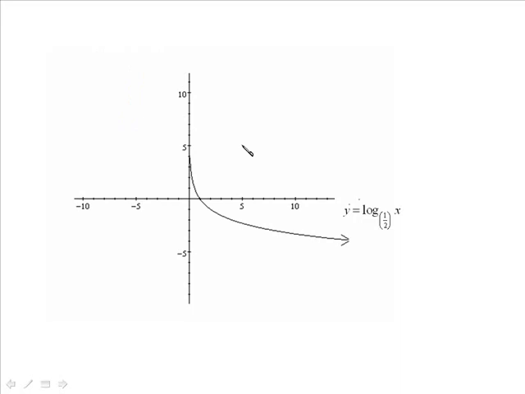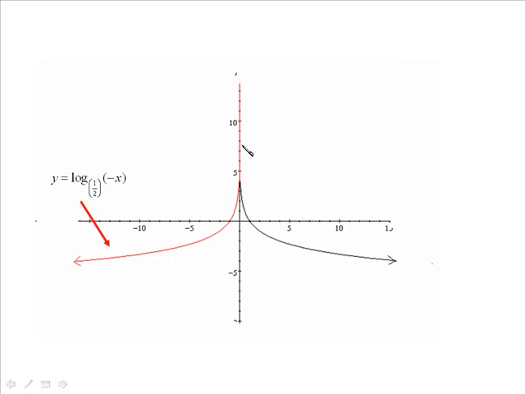So here is our untransformed graph, y is equal to the log of x to the base of 1/2. The x-intercept is still 1, but it is decreasing. So we simply reflect that in the y-axis, and we get y is equal to the log of negative x base 1/2, looking like that.